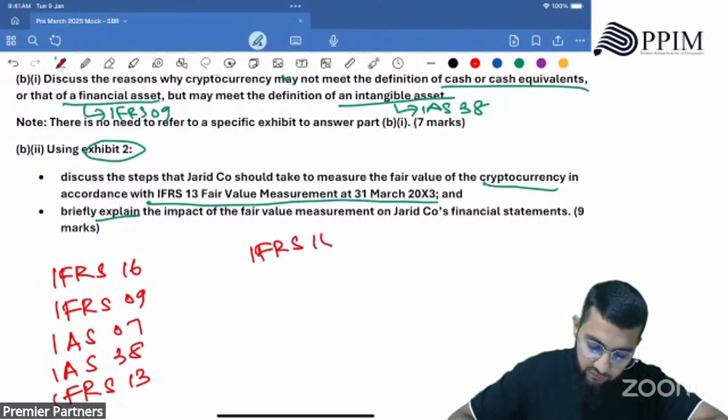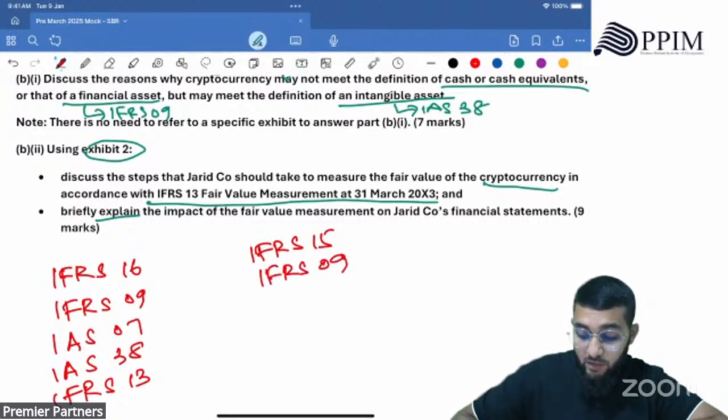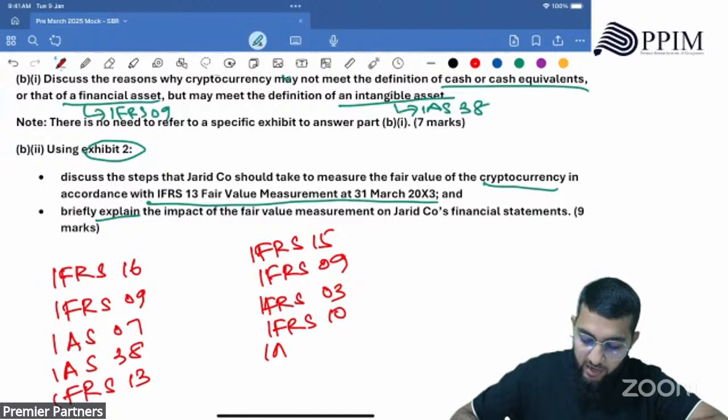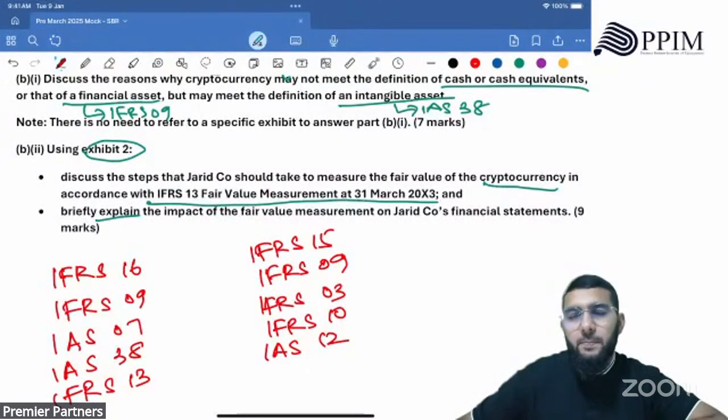IFRS 15, IFRS 9. Then question number 1, IFRS 3, IFRS 10, IAS 12 was there, deferred tax was there. What else was there? Yeah, IAS 12. Was there anything else there in question number 1?